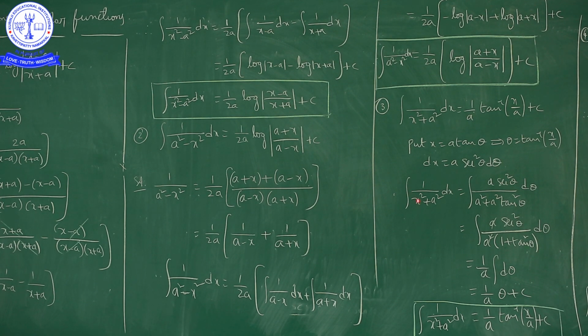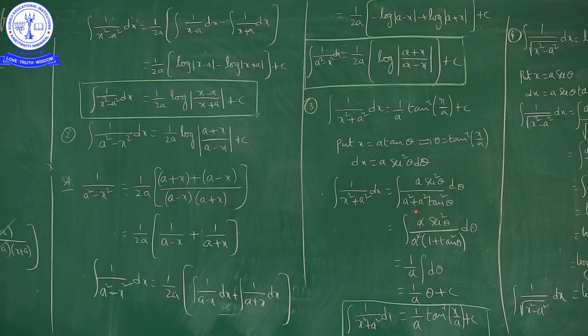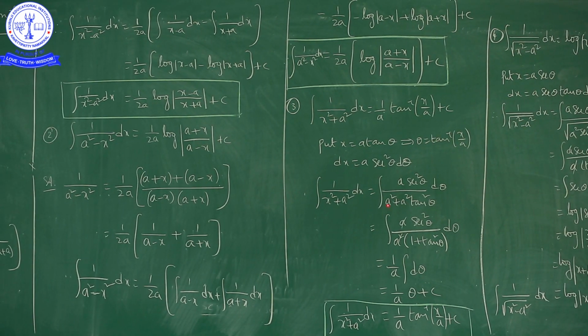Okay, in the denominator, x square is a square tan square theta plus a square. So overall a square is common in the denominator. One a in the numerator and one a in the denominator cancel, so you have one more a in the denominator. So 1 by a, secant square theta d theta. In the denominator, by taking a square common, 1 plus tan square theta, and 1 plus tan square theta is secant square theta. So this secant square theta cancels. Overall we have 1 by a integration of d theta. Integration of d theta is theta, so 1 by a theta plus c. What is theta? Theta is tan inverse of x by a. So integration of 1 by x square plus a square dx is equal to 1 by a tan inverse of x by a plus c.